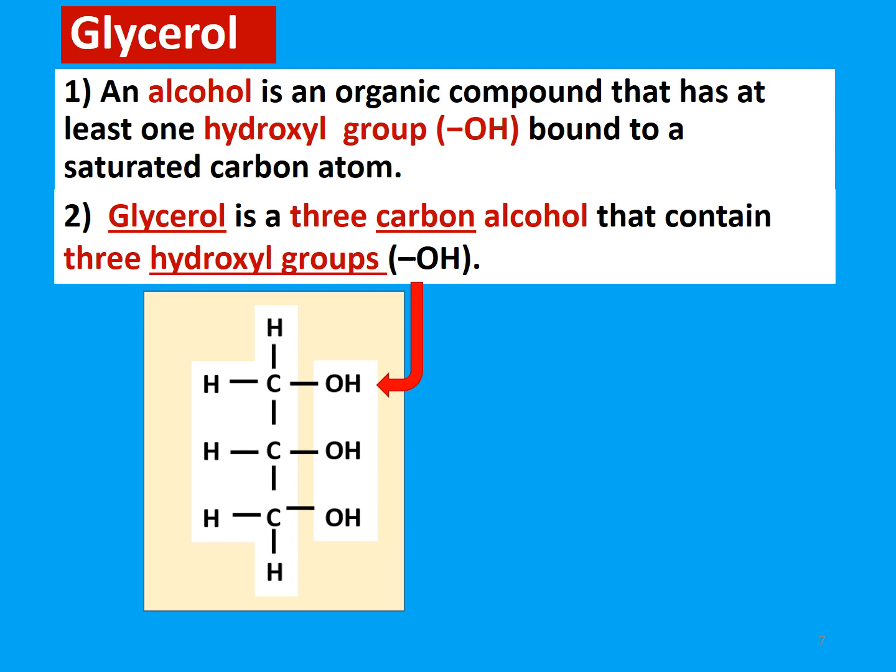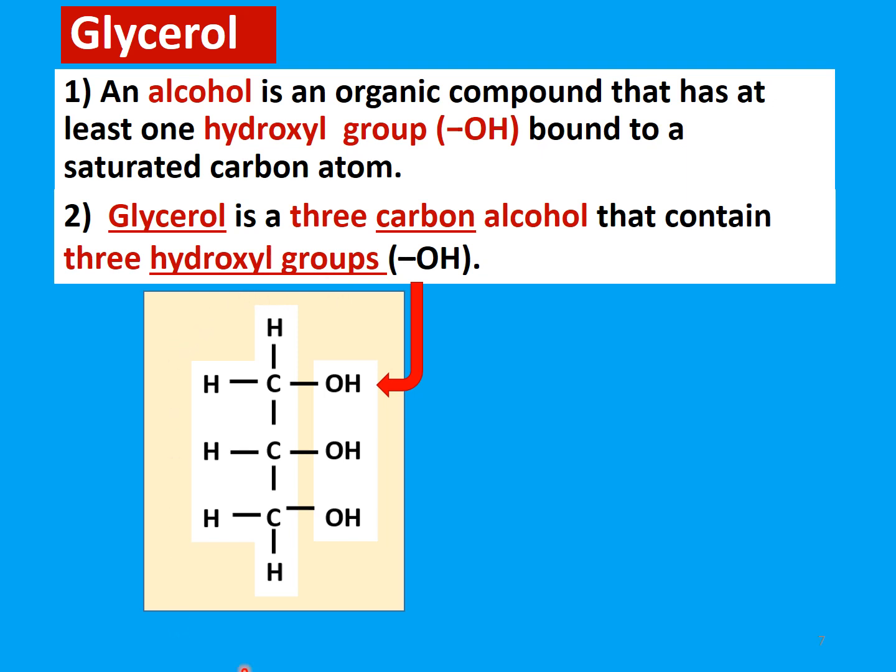Now let's find out more about the glycerol molecule. As we know, glycerol is an alcohol. So what is an alcohol? It is an organic compound that has at least one hydroxyl group, OH, oxygen and hydrogen, bound to a saturated carbon atom. We'll discuss this when you look at glycerol. So glycerol is a 3-carbon alcohol that contains 3 hydroxyl groups. That's why it's called an alcohol, with the 3 hydroxyl groups in it.